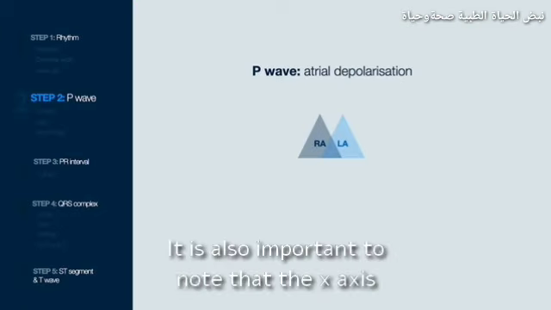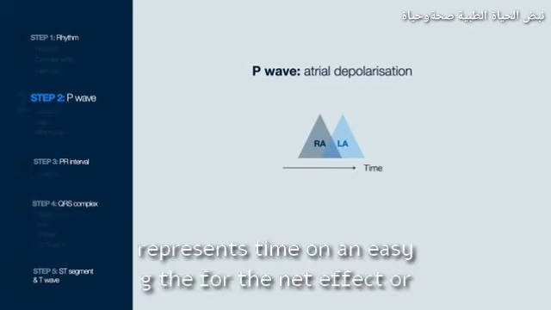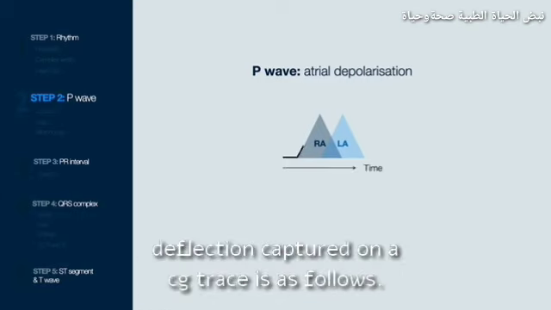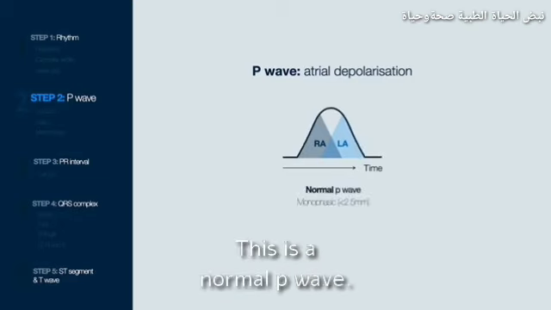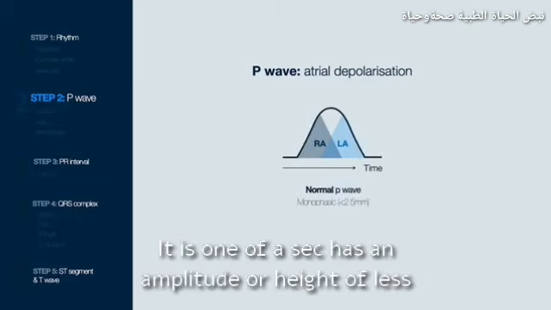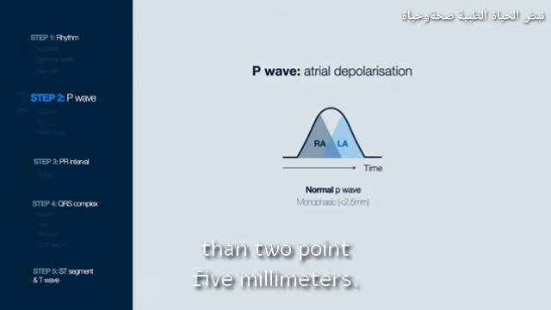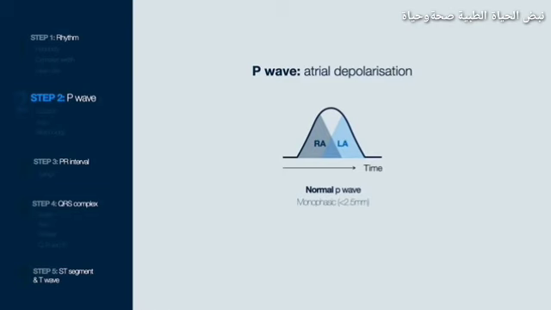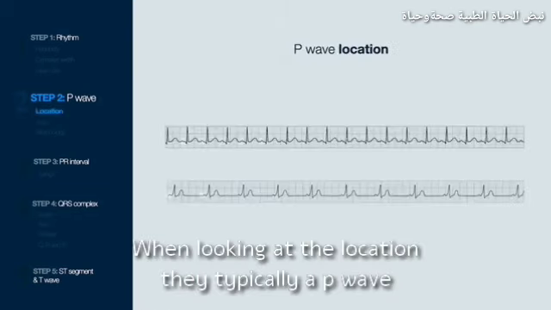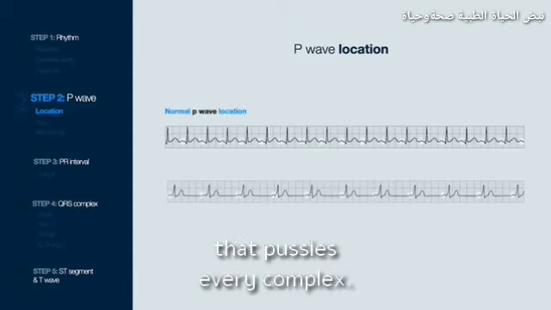It is also important to note that the x-axis represents time on an ECG. Therefore, the net effect or deflection captured on an ECG trace is as follows. This is a normal P wave. It is monophasic and has an amplitude or height of less than 2.5 millimeters. When looking at the location, there is typically a P wave that precedes every complex.